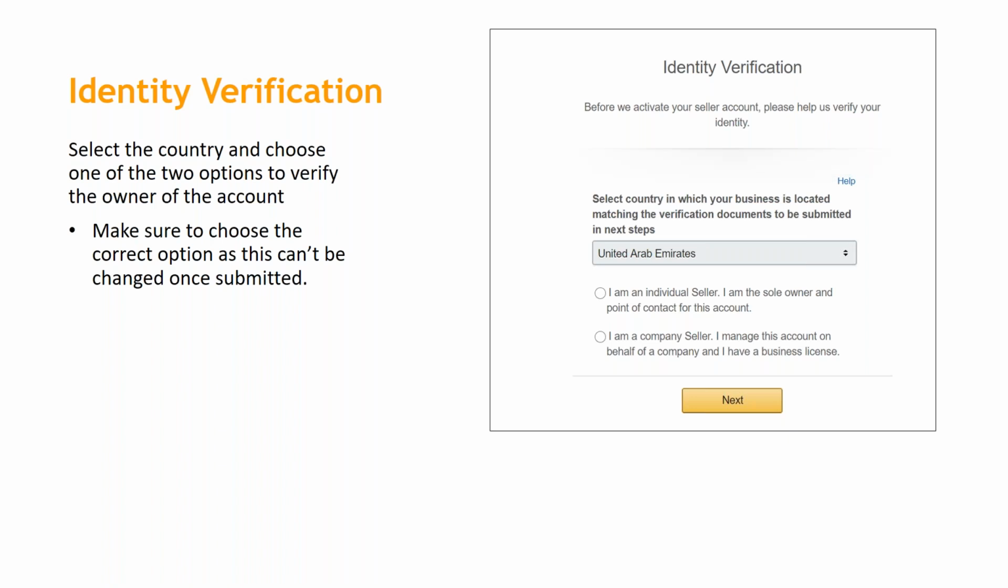If you have a trade license and you wish to open an account on behalf of that company or that trade license, you choose I am a company seller. After that, you click on Next.